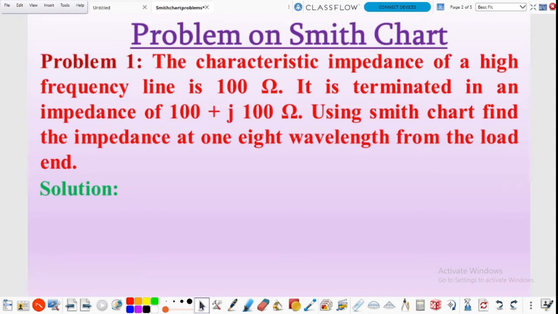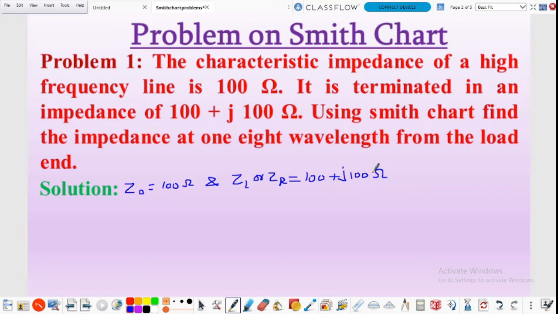So coming to the solution, given that the characteristic impedance Z0 is equal to 100 ohms, and the load impedance is denoted as Z suffix L or Z suffix capital R. So the load impedance ZR is equal to 100 plus j 100 ohms.